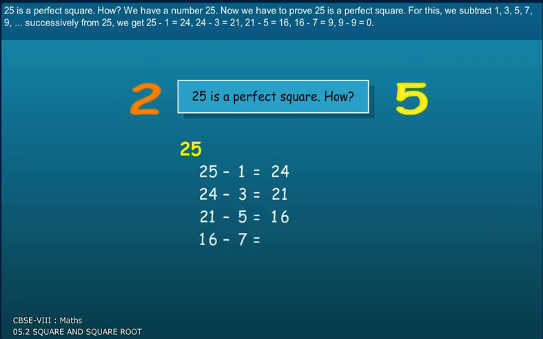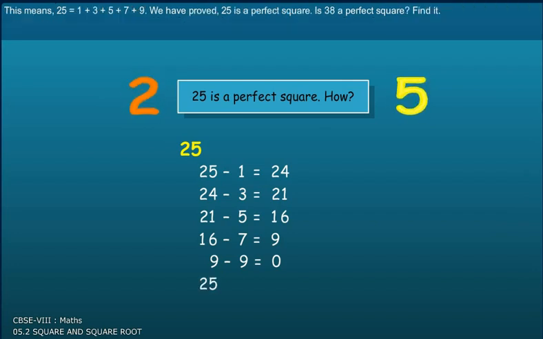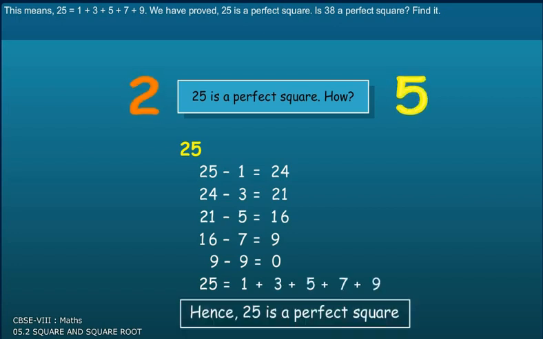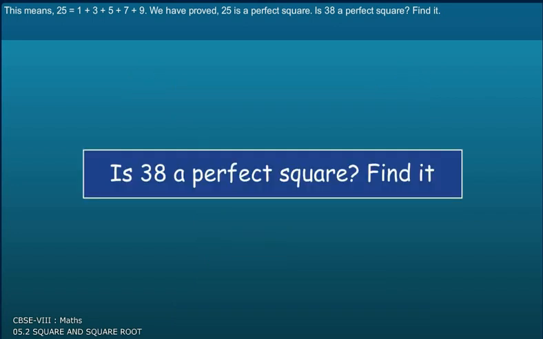We get 25 minus 1, 24. 24 minus 3, 21. 21 minus 5, 16. 16 minus 7, 9. 9 minus 9, 0. This means 25 is equal to 1 plus 3 plus 5 plus 7 plus 9. So we have proved 25 is a perfect square.